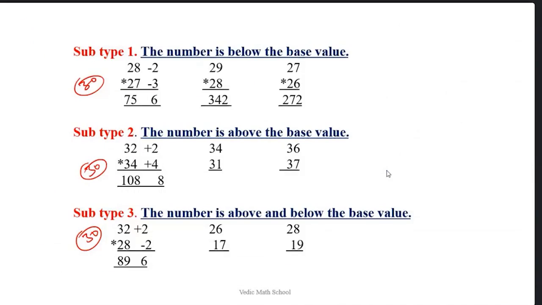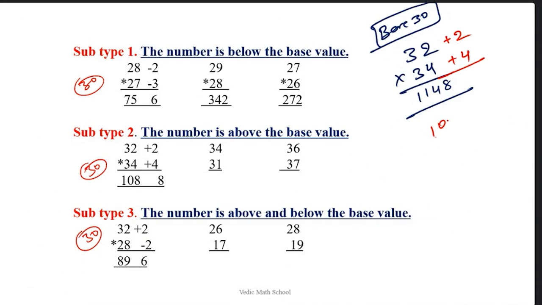Okay, let's take one more example here. Solve 32 into 34. Everyone, please solve it. Its base value is 30. 1088. 4 2 is 8, so 8 was the correct last digit. 32 plus 4 is 36, and 36 into 3 is 108. 1088. So this method is clear now.